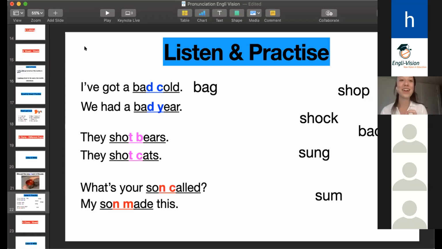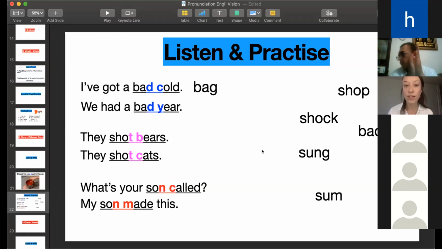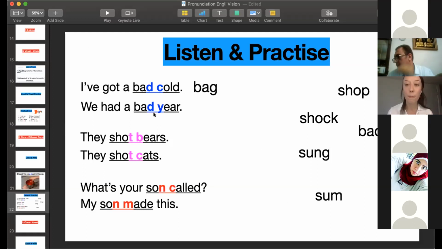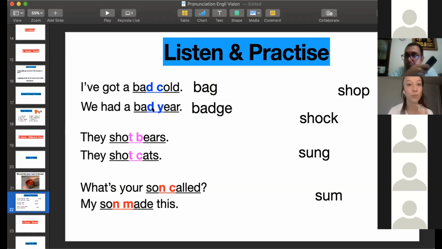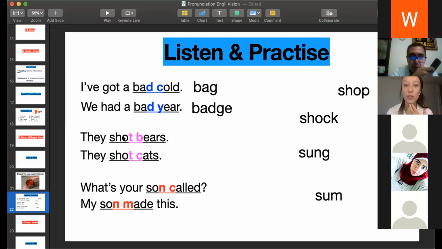Okay. So, exactly. Bad cold sounds like bag. Bad cold, bag. Bad year. Bad year. What does it sound like? Bad year. Exactly. Bad sounds like bad, but not bad. It says bad year. With a bad year.